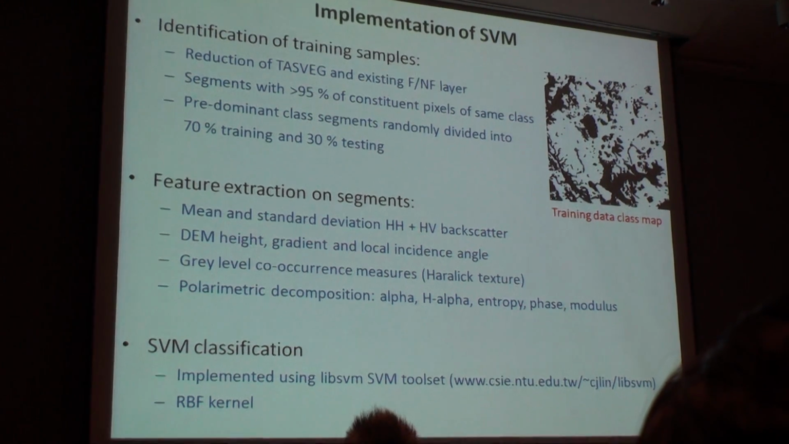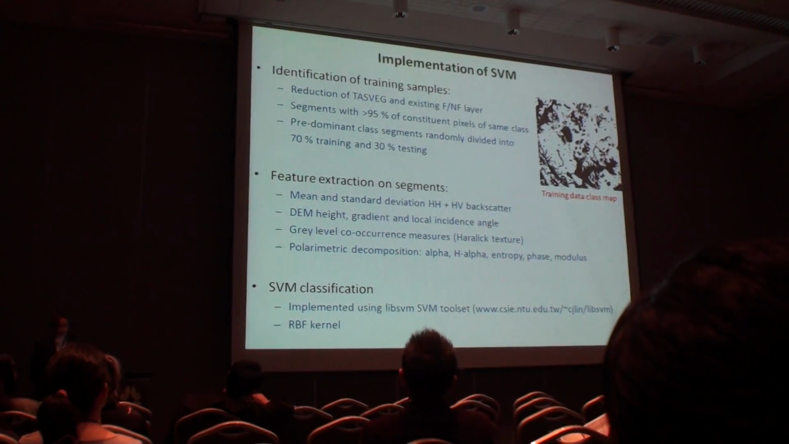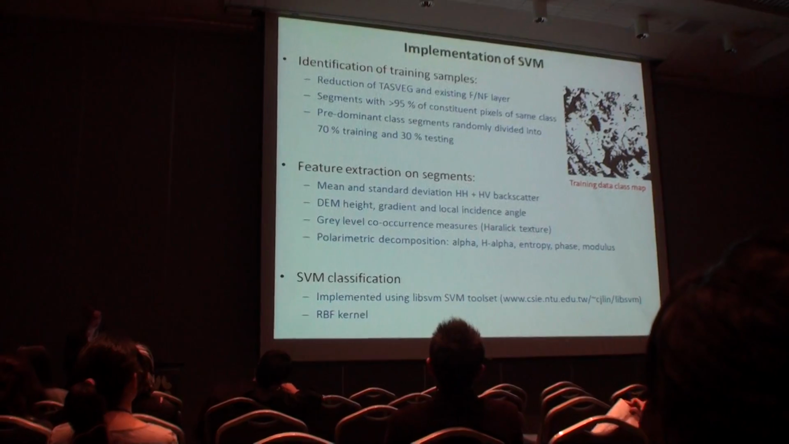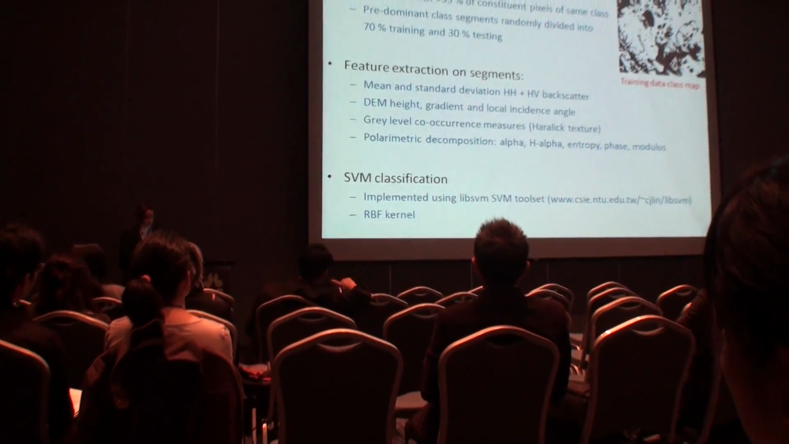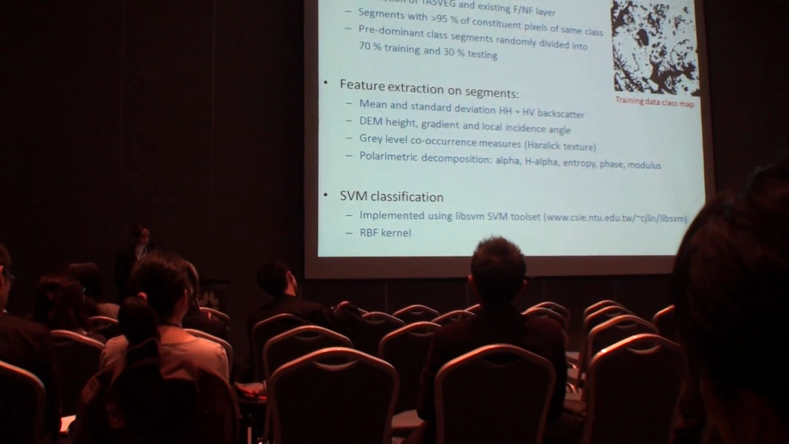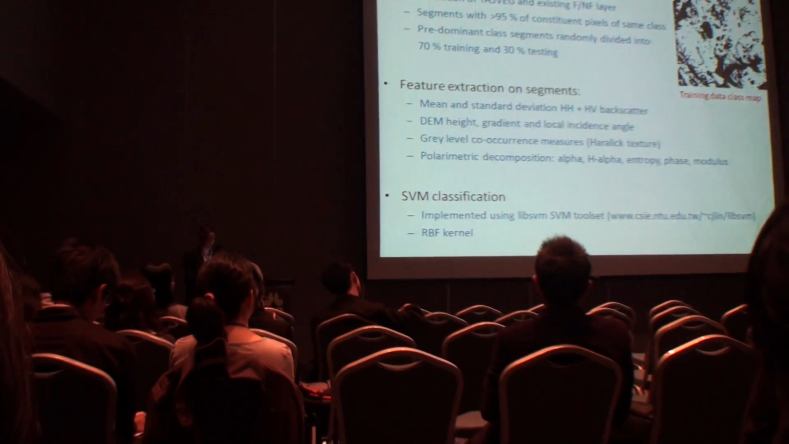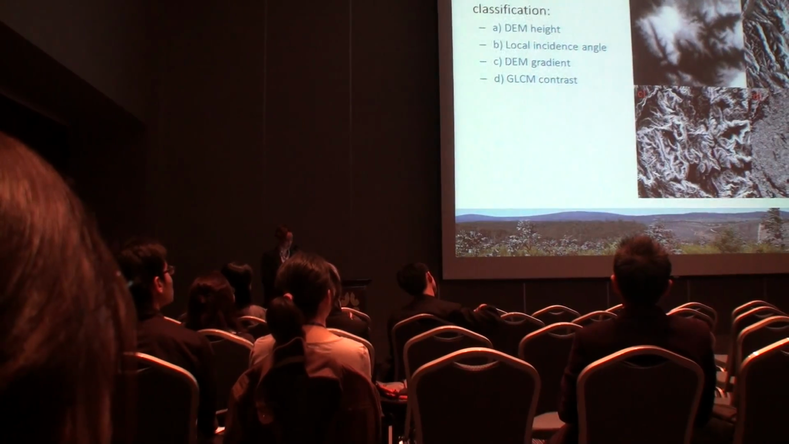So we looked at spectral information, the spatial information, looking at the DEM, we brought in the topographic data. Also texture measures after Haralick, the grey level co-occurrence measures, and also looked at some of the polarimetric information using decomposition techniques. And we used the freeware libSVM toolset, which is available online.